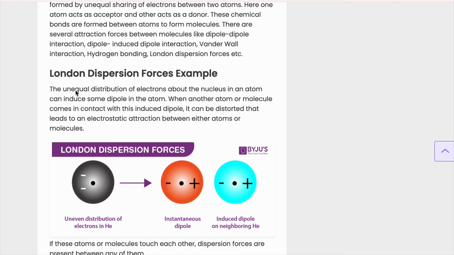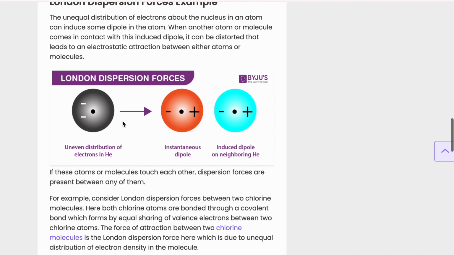London dispersion forces example: the unequal distribution of electrons about the nucleus in an atom can induce a dipole in the atom. When another atom or molecule comes in contact with this induced dipole, it can be distorted.